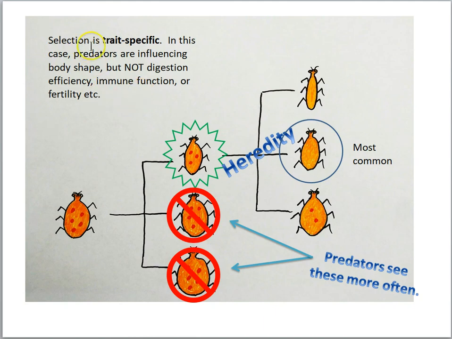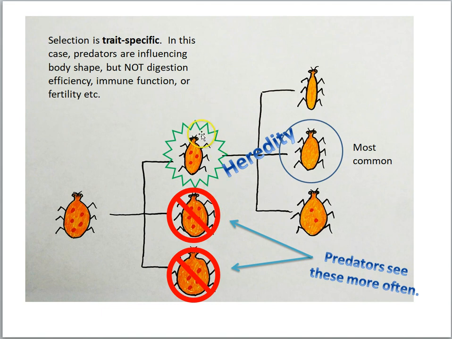And finally, selection is trait specific. So in this case, predators are influencing body shape, but not digestion efficiency or immune function or fertility, etc. So for instance, this larger bug down here might have had a really good immune system. This one here maybe was a really efficient eater. Oh, but their body shape made it so that they were easily seen by the predators. So the action of the predators is affecting body shape only.